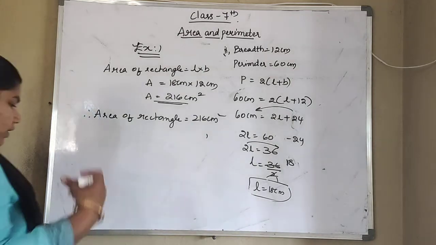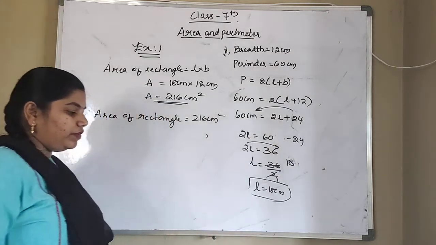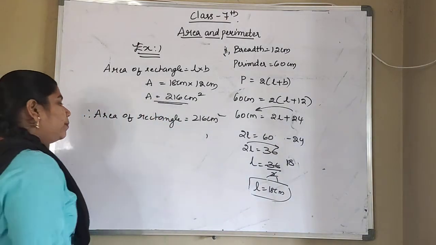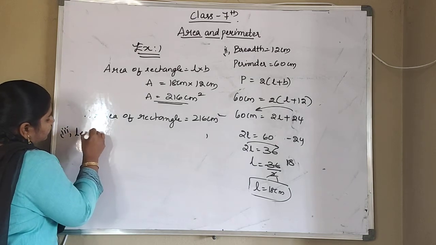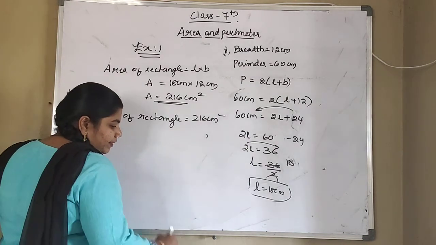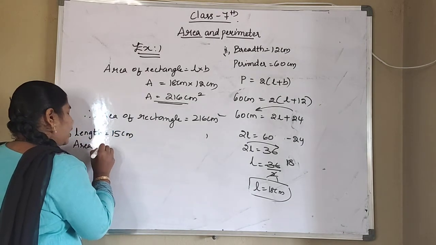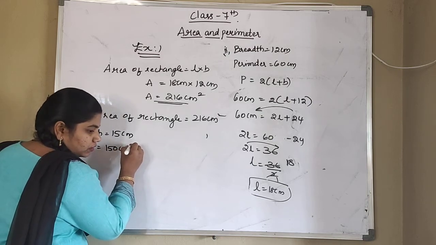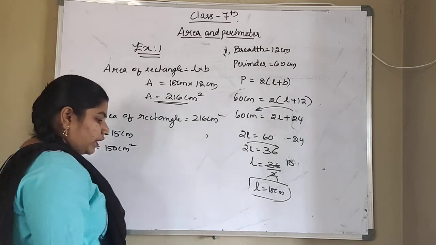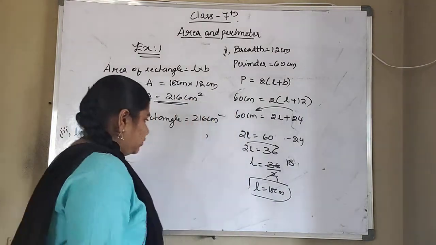Next, the last one in this. So here the length value they have given, the area they have given, we have to find the breadth as well as the perimeter. So the length is given as 15 centimeters and the area is given as 150 centimeter square. Okay, so now what do we have to find? We have to find the perimeter as well as the breadth value.